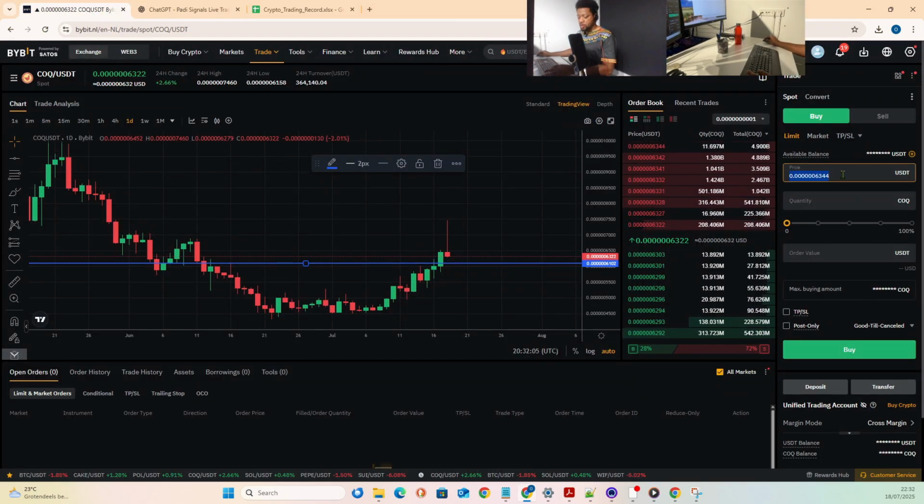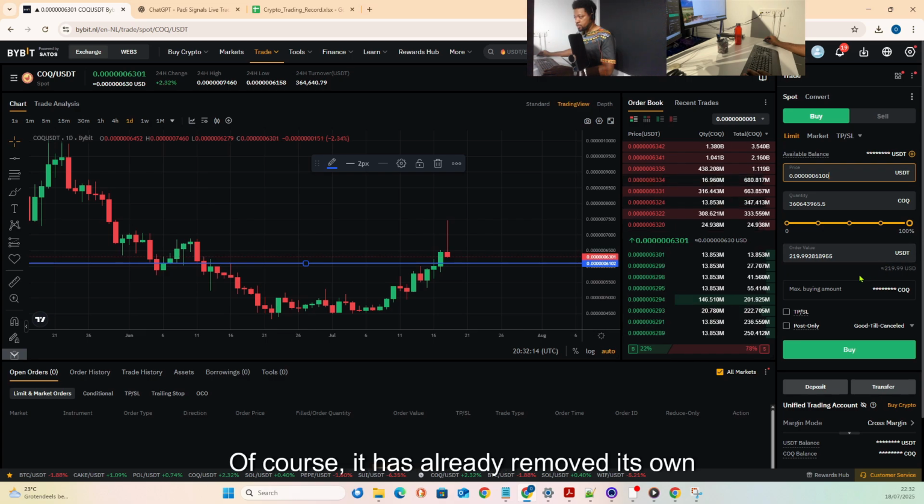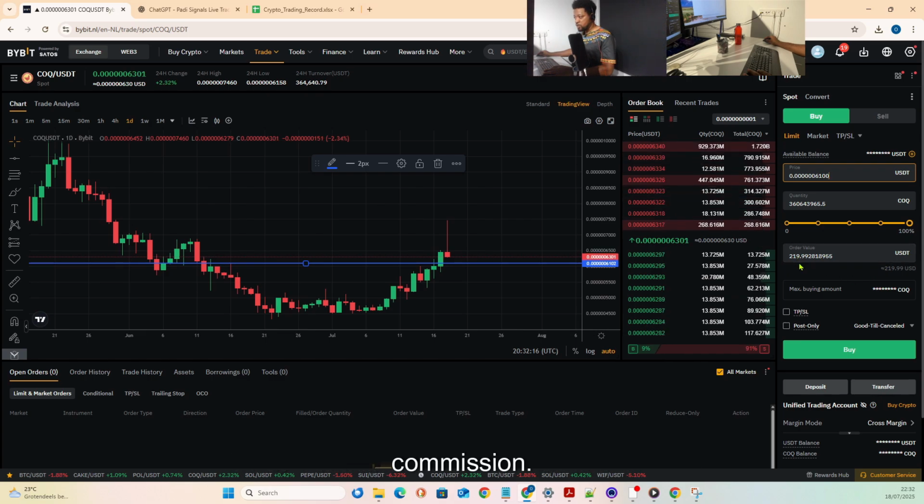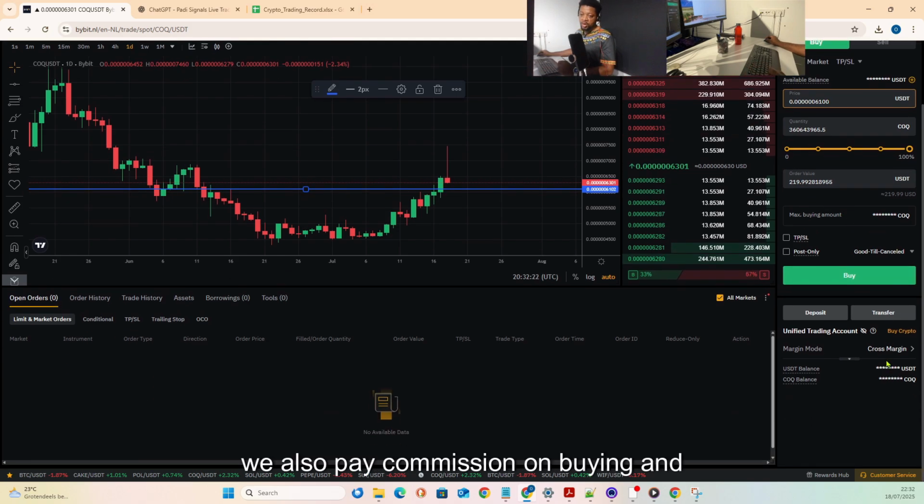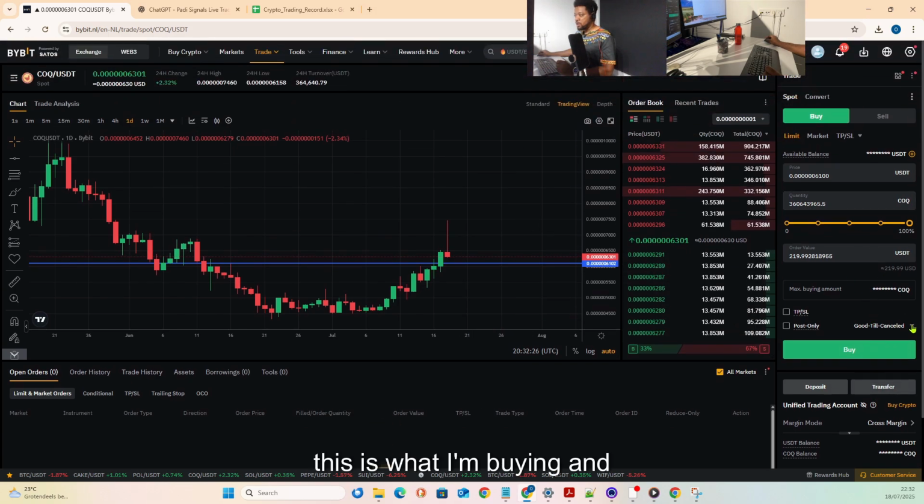I'm going to buy COQ at this price. I'm going to buy with everything, which is my capital. Of course, it has already removed its own commission. That's why it's less. It should be 224, which was my capital, because we also pay commission on buying and selling. So this is what I'm buying, and I'm just going to slot that in.